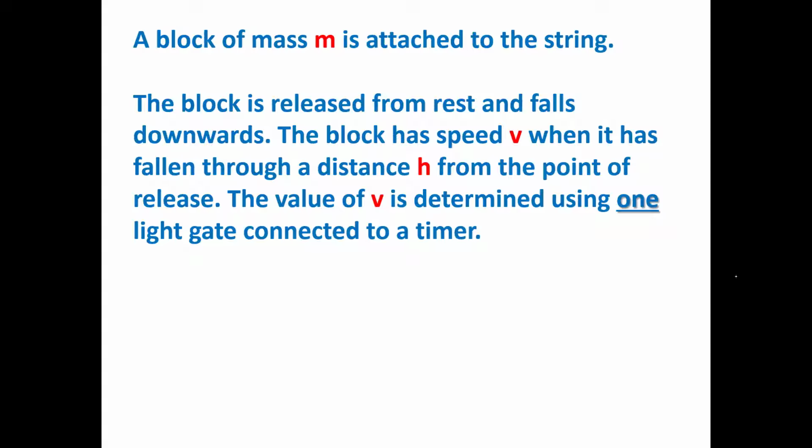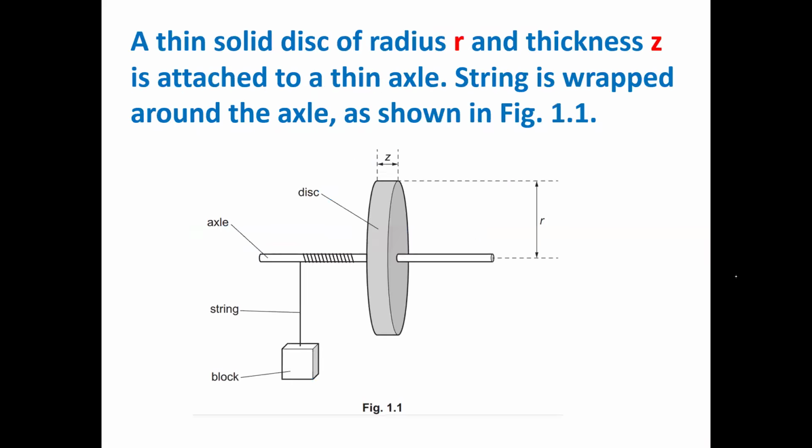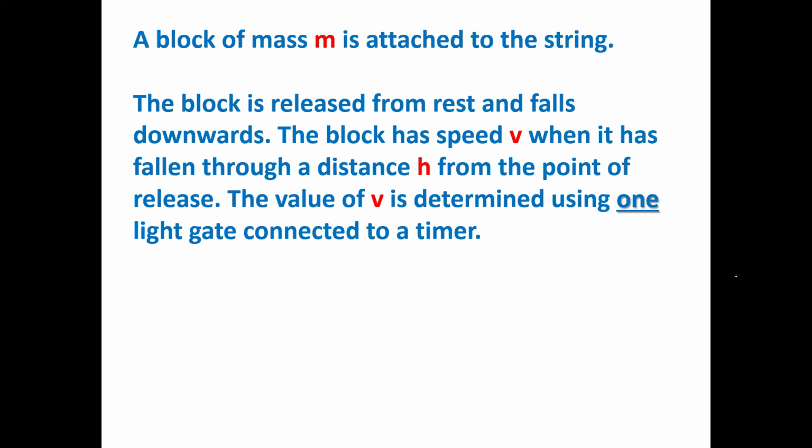I'm repeating it. So what he is going to do, he is going to release the block. The block is actually hanging with a thread and the radius of the disc is r, the thickness is z. Now this is the plan. Everyone should read the question once till here, so you remember all the main parameters.